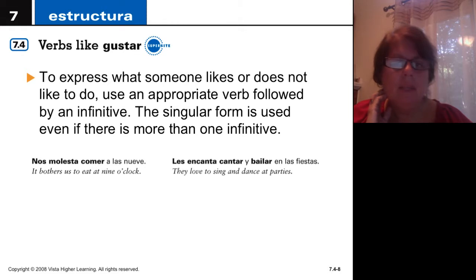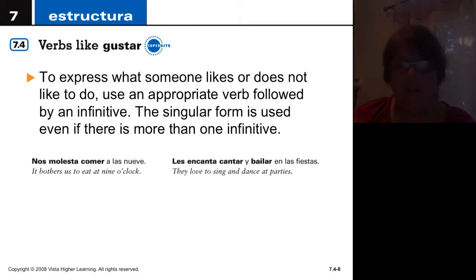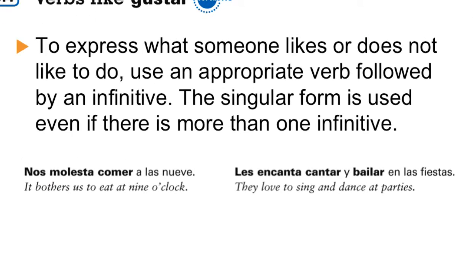To express what someone likes or does not like to do, use an appropriate verb followed by an infinitive. The singular form is used even if there is more than one infinitive. Nos molesta comer a las 9. It bothers us to eat at 9. Les encanta cantar y bailar en las fiestas. They love to sing and dance at parties.